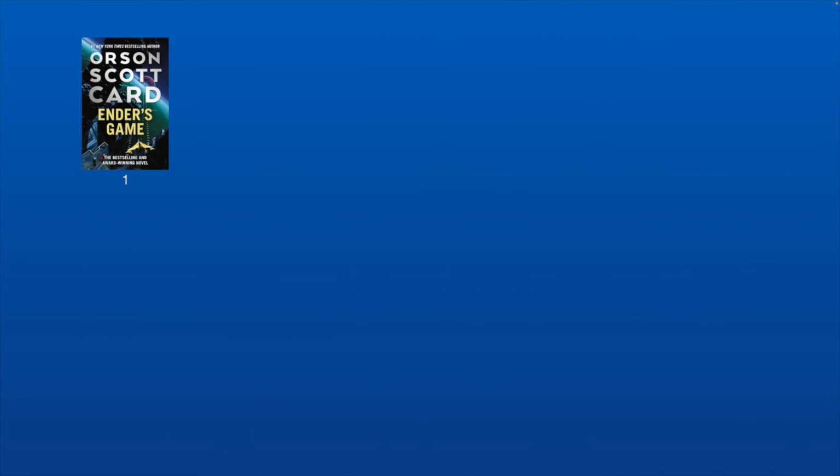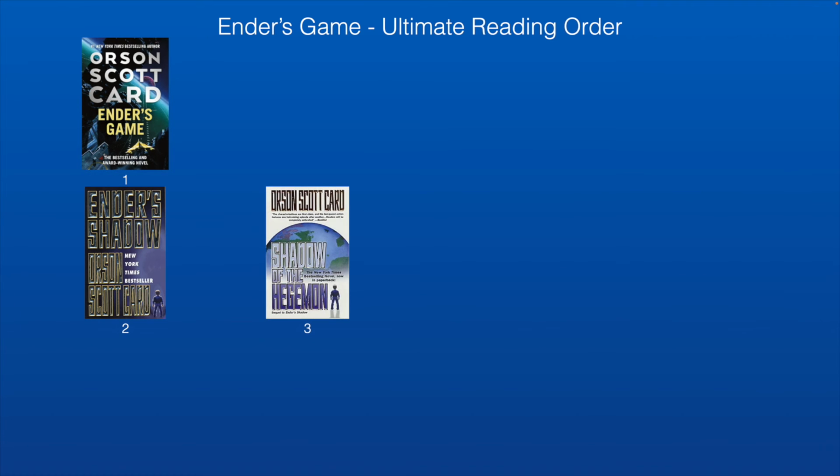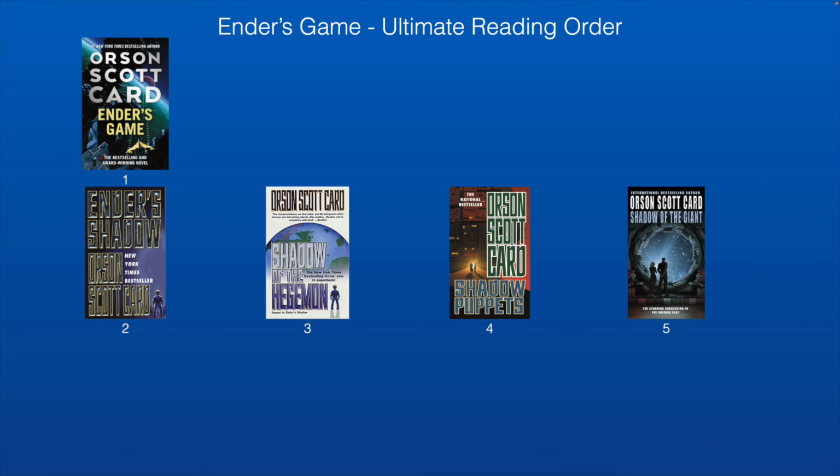Now on to my ultimate reading order. This is the order that if or when I decide to revisit these books that I will personally read them. I will of course start with Ender's Game. Then I will read Ender's Shadow. After that, Shadow of the Hegemon, followed by Shadow Puppets, followed by Shadow of the Giant. And then I will stop. I will stop there for 3 reasons.